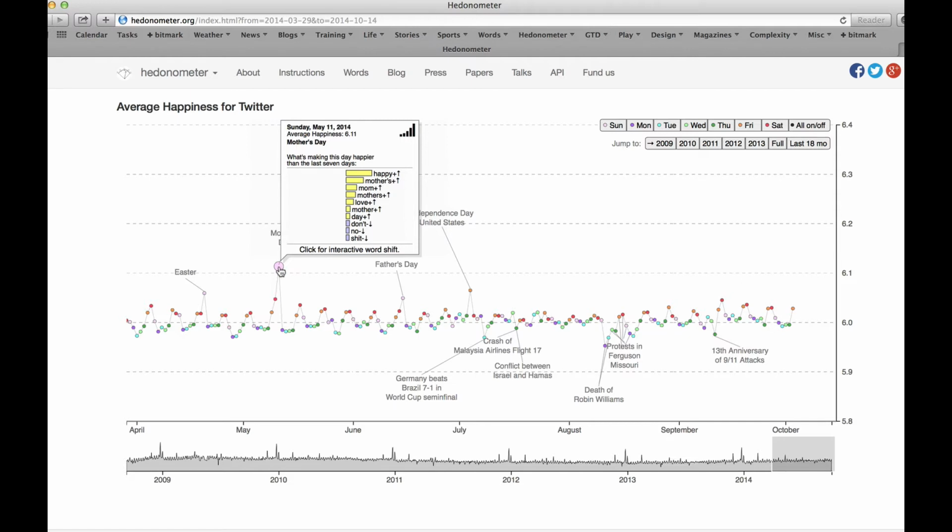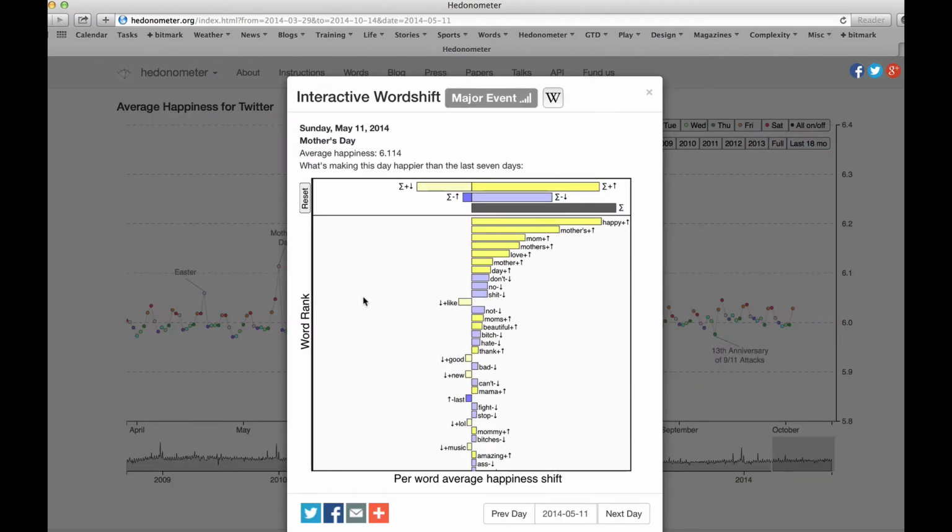You know, why is Mother's Day a happier day according to our measure? Well, we go to the point we're interested in and click on it. In general, for the time series, we'll have links to major events. Mother's Day, being an annual one, varies as to where it is in the world, but in the US, here we have Sunday, May 11, 2014.